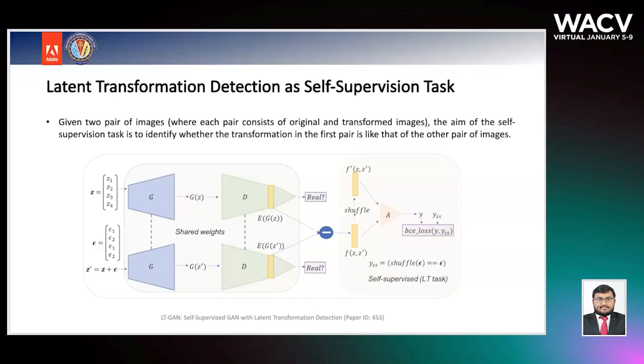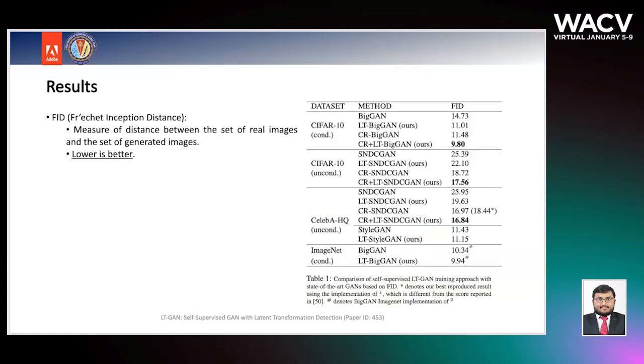Now the self-supervision task is a binary classification task in which, given the feature representations of the two pairs of images, where each pair consists of the original and transformed images, the aim is to identify whether the transformation in the first pair is like that of the other pair of images or not. The self-supervision loss is used to train both the auxiliary network and the generator, both of which are trained in alternation with the discriminator, and hence the generator is encouraged to produce semantically consistent images when perturbed with the same noise vector. Now here are some of the results using the FID metric.